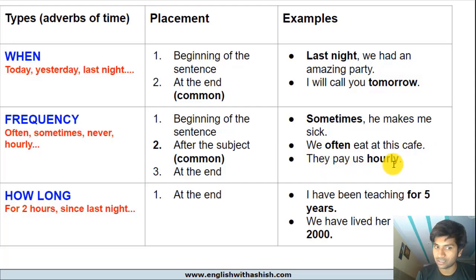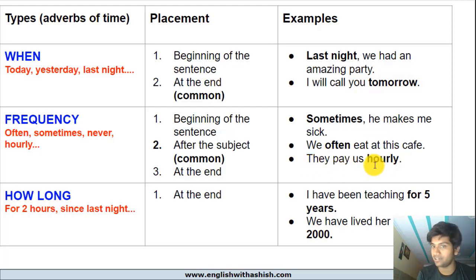They pay us hourly. Only definite adverbs of frequency come at the end of a sentence, right? Some other adverbs of frequency can also come at the end of a sentence, but generally they come right after the subject. We often eat at this place. We sometimes eat at this place. We never eat at this place. We always eat at this place. We occasionally eat at this place.